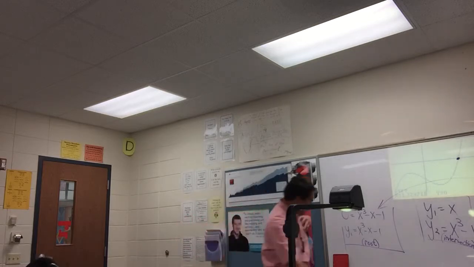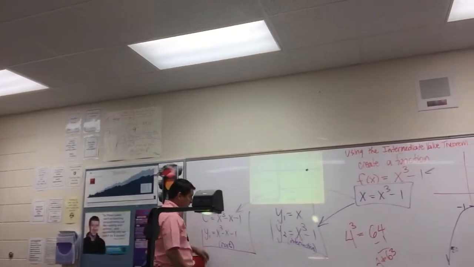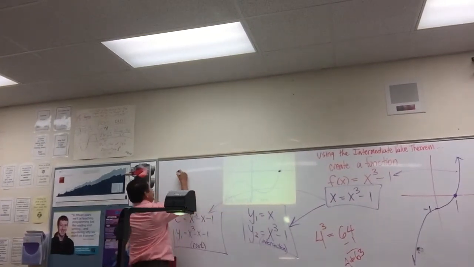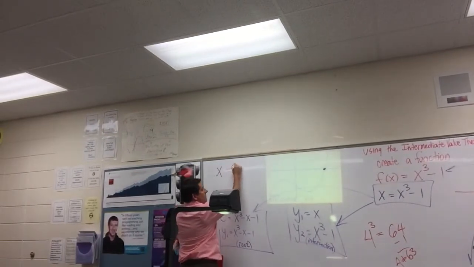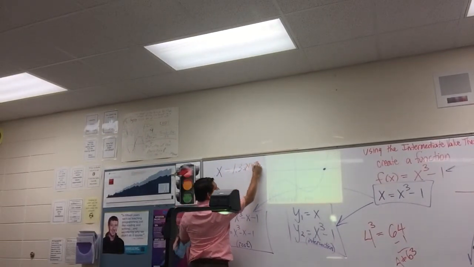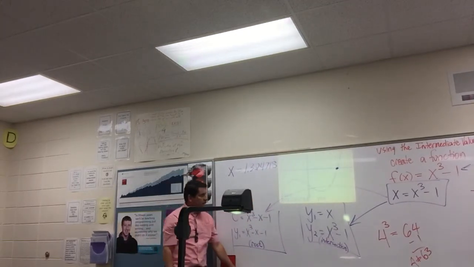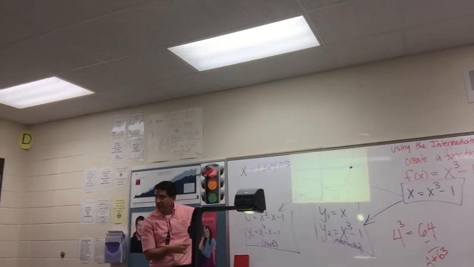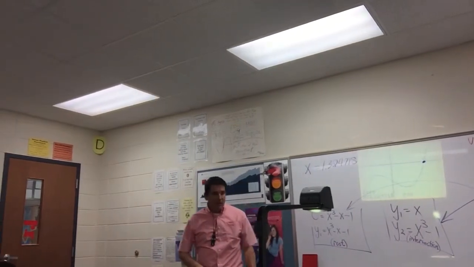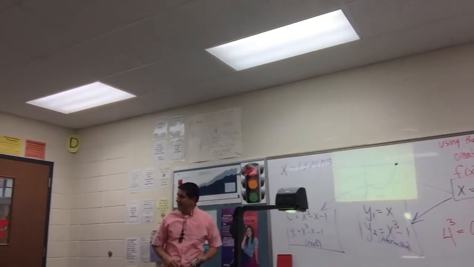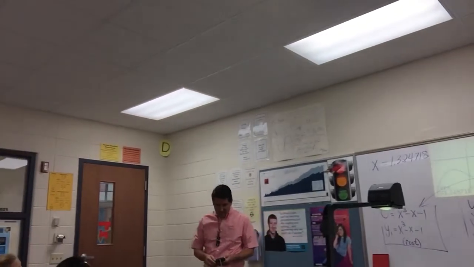So there's an answer of 1.324718. So x is equal to this. Did everybody get that? Okay. How do we test to see if that answer works? I want to take the cube of it. So did you write it down? Okay.